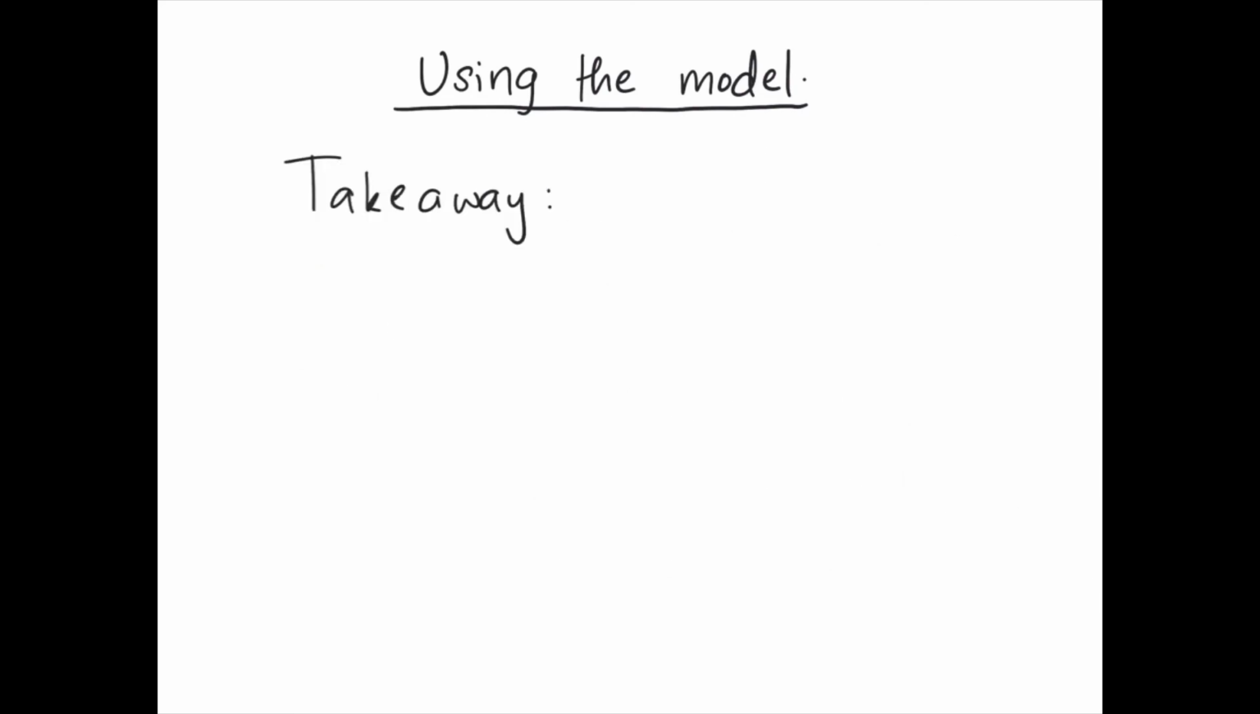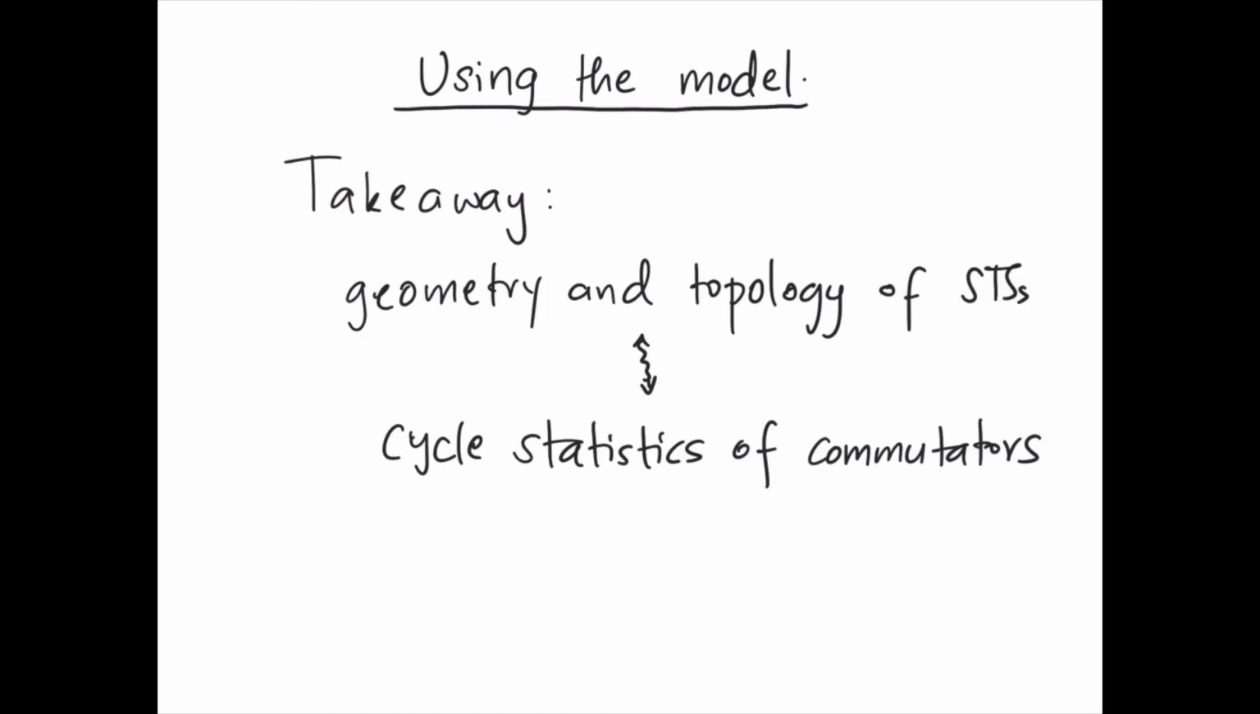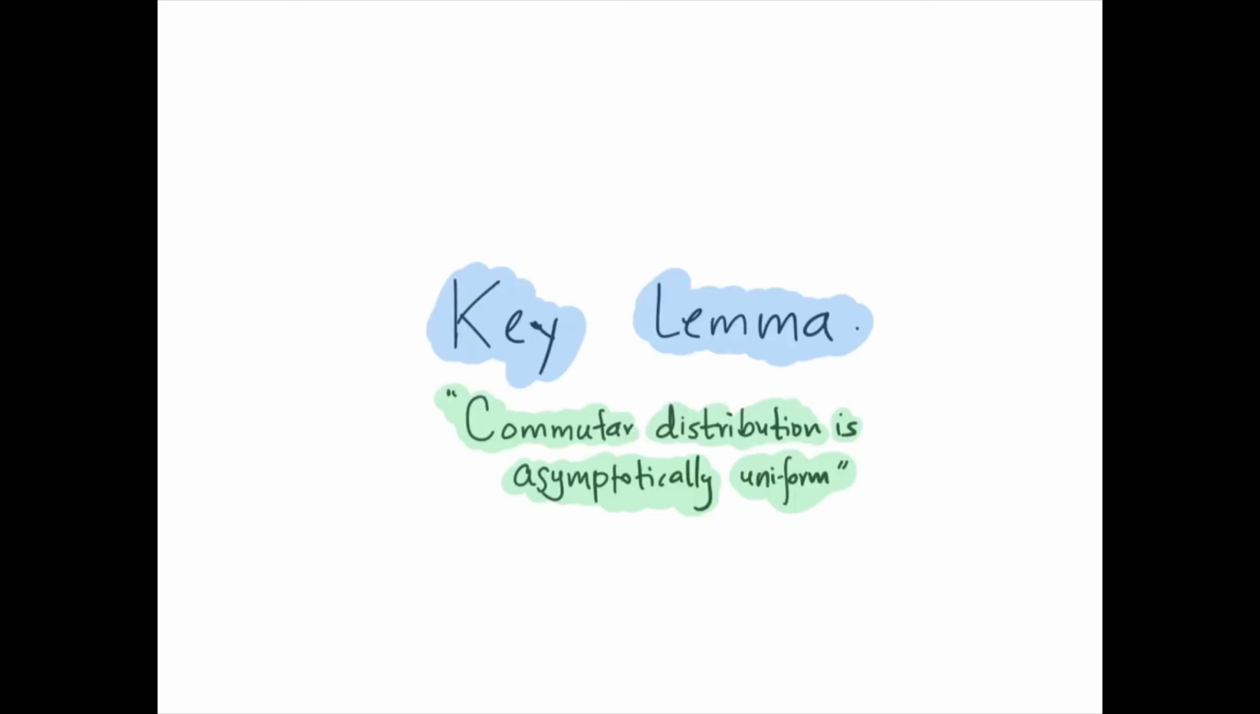Now the takeaway of all 3 of these lemmas is that if you want to know anything about the geometry and topology of square tiled surfaces, then you must care about the cycle statistics of commutators because of this combinatorial connection. And so this motivates the key lemma that we're going to use, and the slogan for this lemma is that the commutator distribution is asymptotically uniform. I'll explain what that means and make it more precise in a bit.